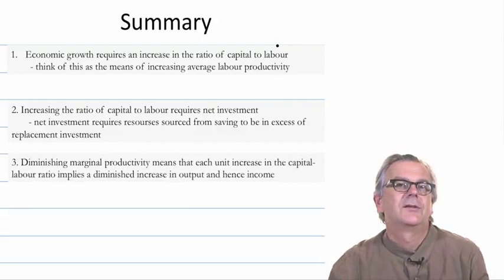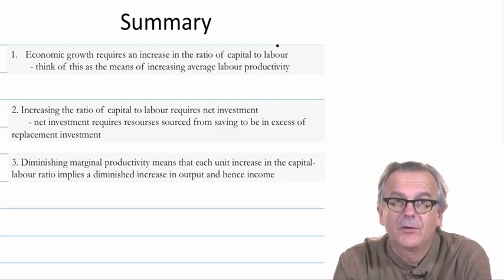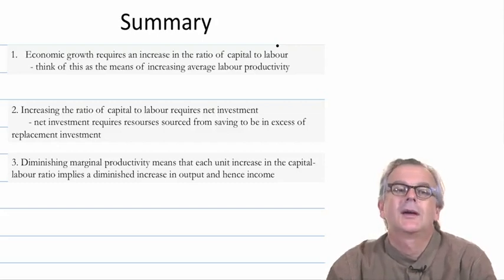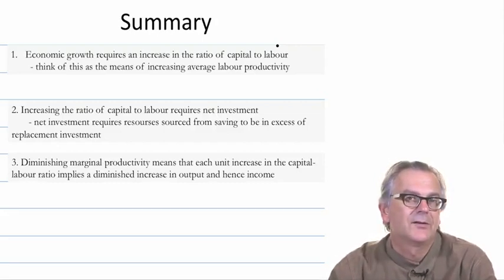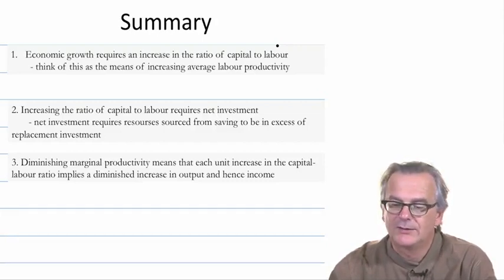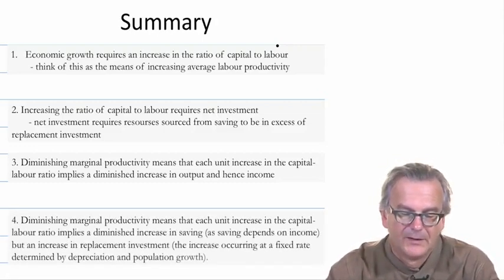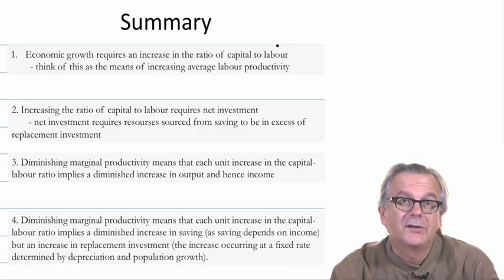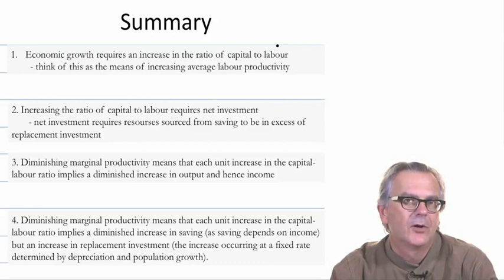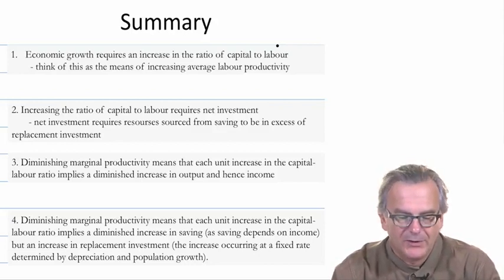Now think about the implications of diminishing marginal productivity. Each time you increase the capital labour ratio by 1 unit, you do get some more output, you do get some more income, but you're getting it at a diminished rate. So you're getting smaller and smaller increases in output, smaller and smaller increases in income. So consequently, you're going to get diminished increases in saving. As you grow the capital labour ratio, you grow income, you grow saving, but both income and saving are growing at a diminished rate.